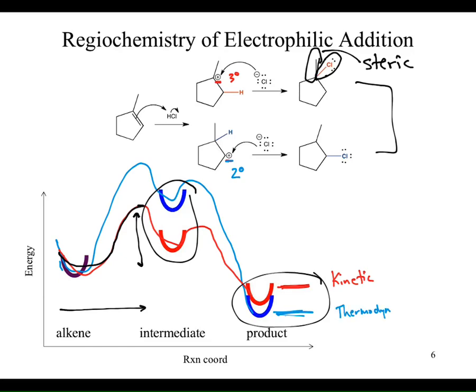In this case, there wasn't much difference in energy between them, so there isn't a huge thermodynamic favoring here, but there is a slight favoring for that thermodynamic product because it's lower in energy as a product.